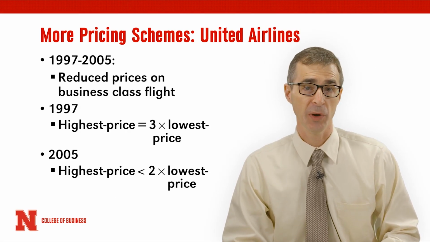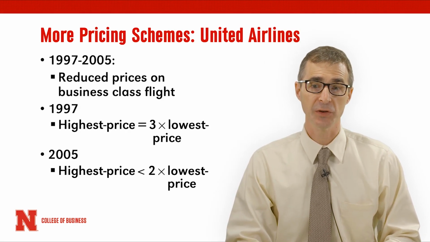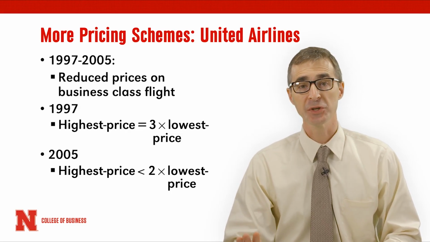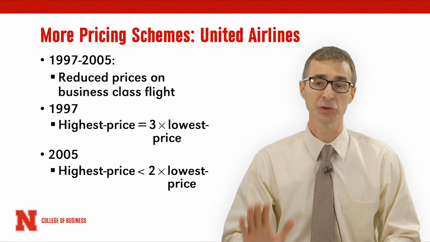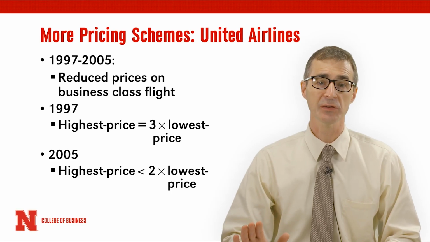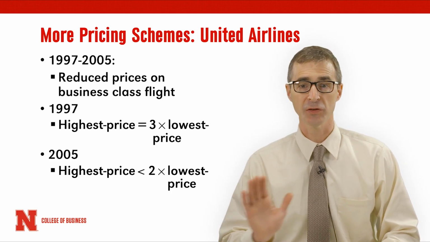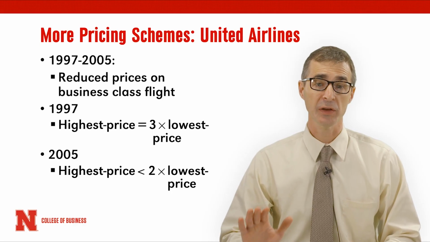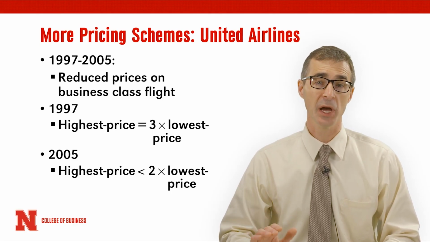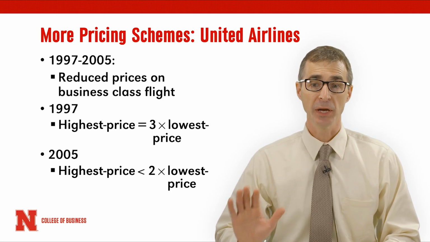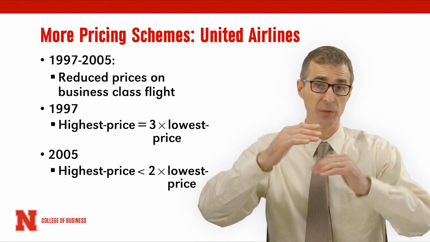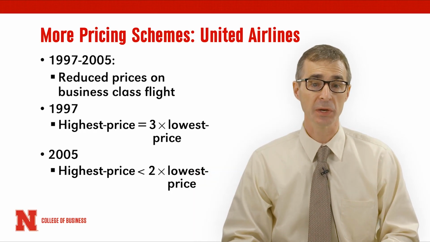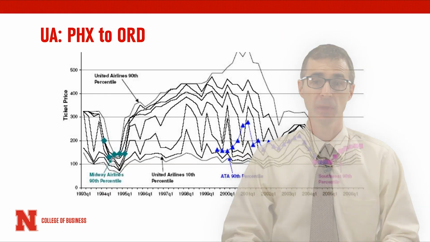Frequently successful price discrimination attracts competition. Between 1997 and 2005, competition drove United Airlines to reduce prices on its business class tickets from Philadelphia to Chicago. For instance, in 1997, the highest price that United charged was 3 times higher than the lowest price ticket. By 2005, the spread had dramatically shrunk. The highest priced ticket was less than 2 times the lowest priced ticket.